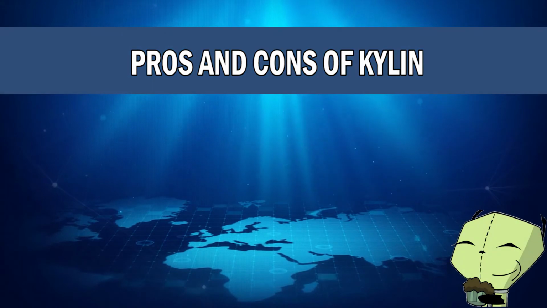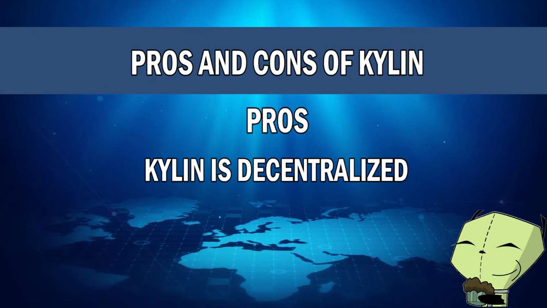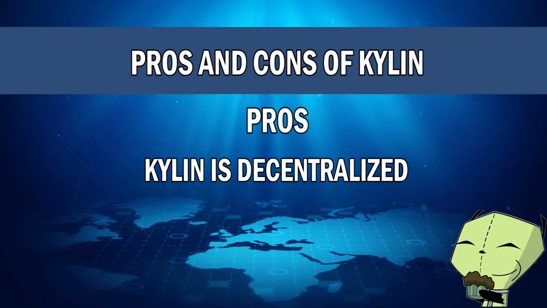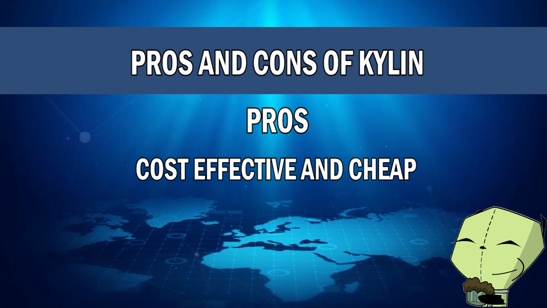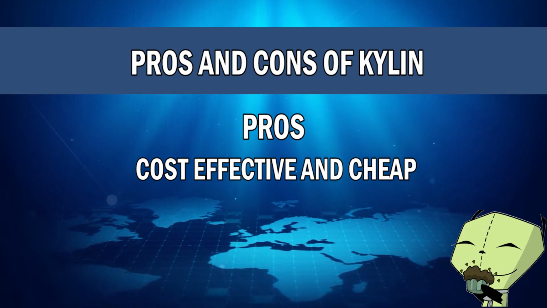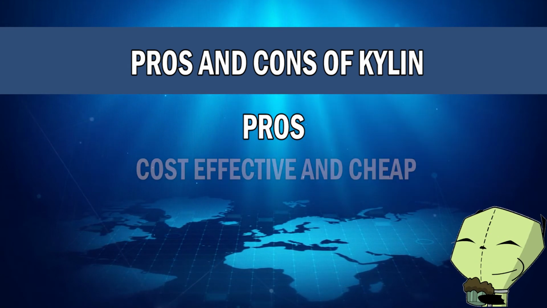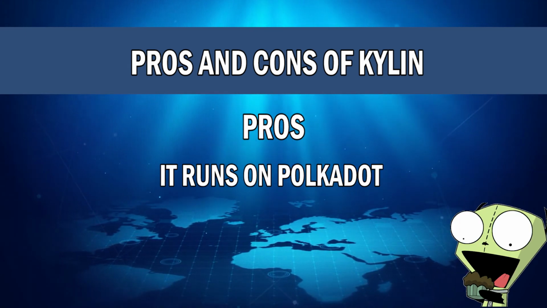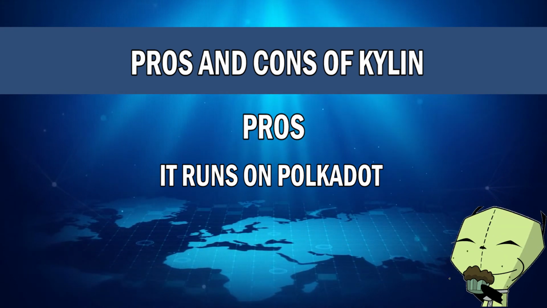Now let's take a look at some pros and cons of Kylin. Beginning with the pros. Number one, it's decentralized, meaning it's free from any centralized intermediary. Number two, it's cost effective and cheap compared to some of the other Oracle data services on the crypto market. Number three, it runs on Polkadot, which is one of the most popular crypto projects out there at this point in time.